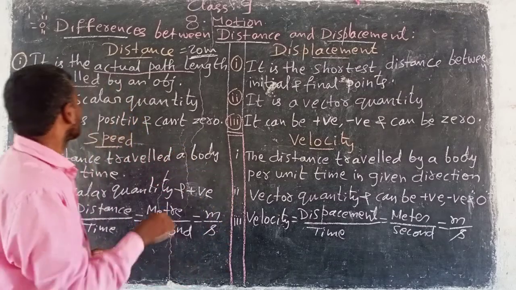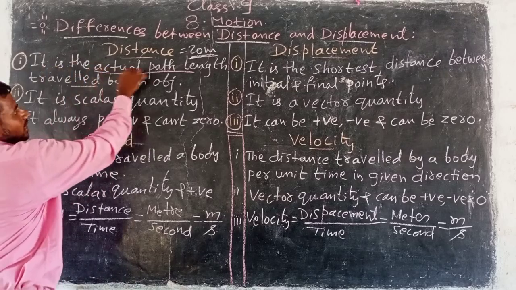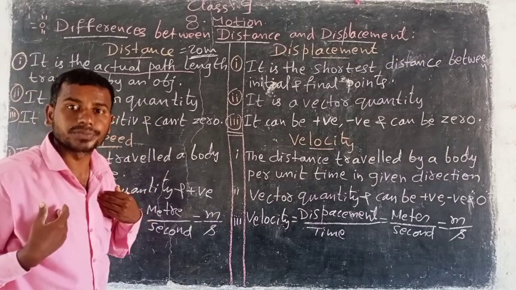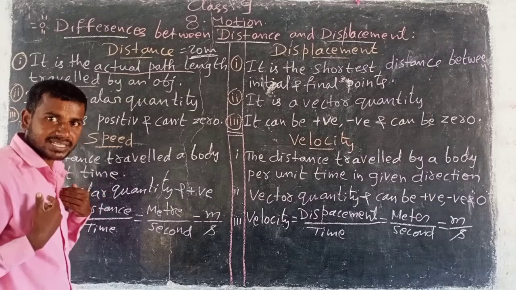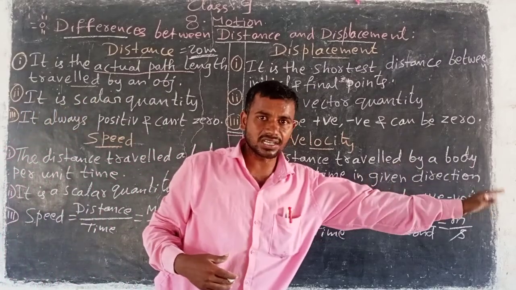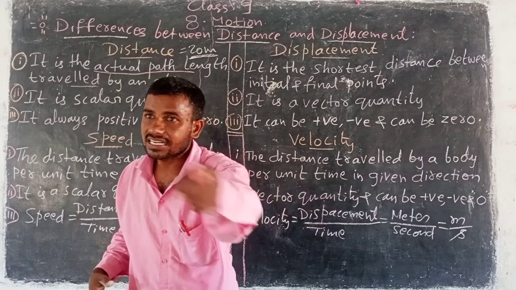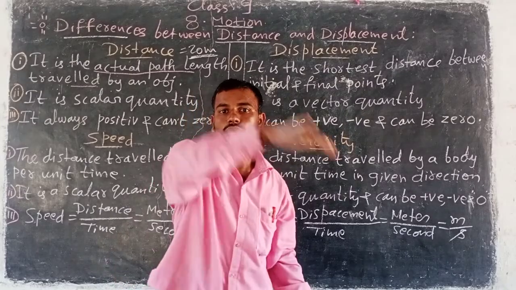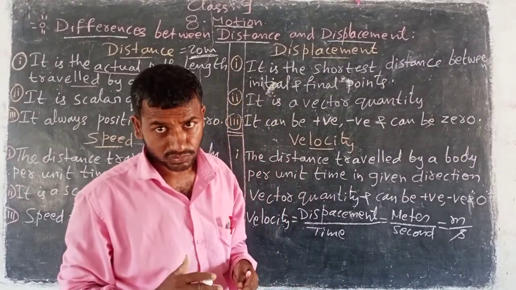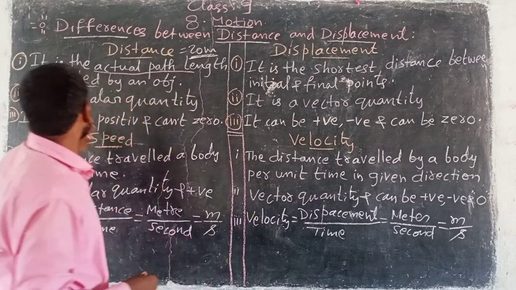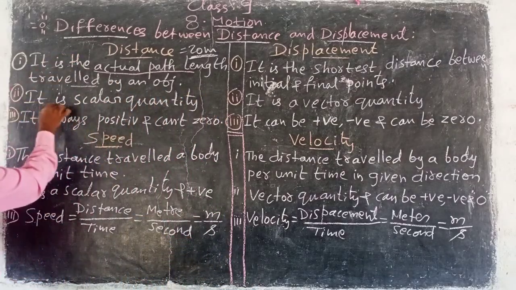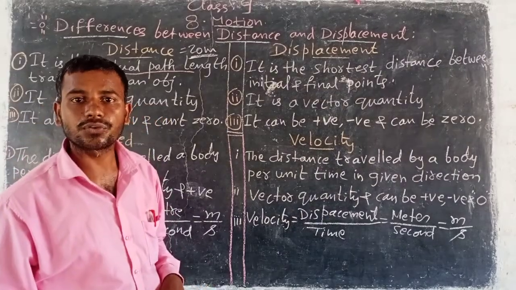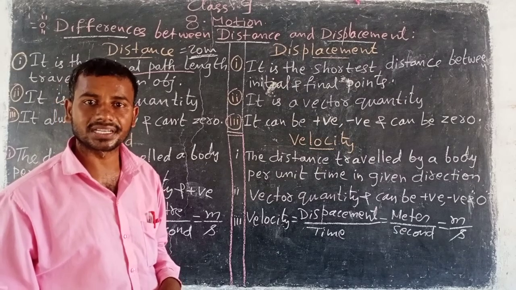It is the actual path length traveled by an object. Think here I am the object, and I traveled from the chalkboard to the first corner, second corner, third corner, fourth corner and back to the chalkboard. 20 meters I traveled. And here, what is distance? That is important. Distance is a scalar quantity. In the last video we saw what a scalar quantity is.